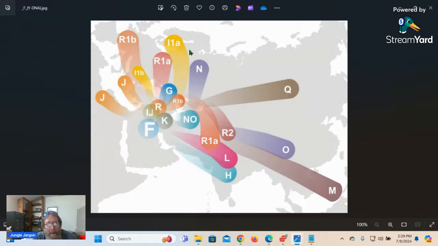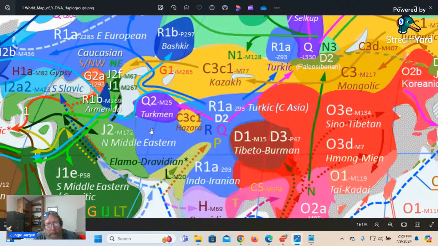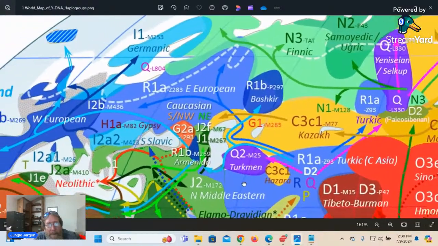You have the R1A up here, the R1B here. R1B in Southern Europe, R1A in Scandinavia, and the H going to India. And the L went to India too, which I believe is probably because Alexander the Great of Greece wanted to ride elephants, and they brought the L all the way to India. But so that's pretty much how I got started.